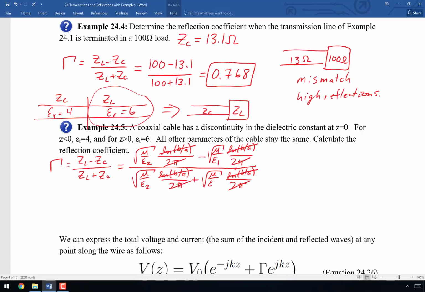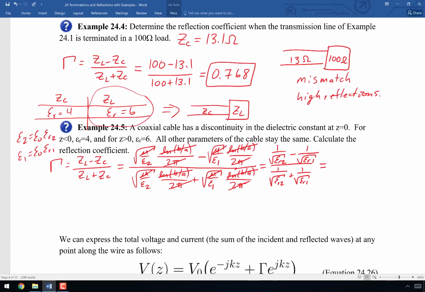Assuming that mu1 and mu2 are identical, which they almost certainly are, then those will also cancel. Oh, and I forgot to write that this is epsilon 1. And as a matter of fact, remember that epsilon 2 is equal to epsilon 0 times epsilon r2, and epsilon 1 equals epsilon 0 times epsilon r1. So actually the epsilon 0 components in each of these also cancel. So we're left with 1 over the square root of epsilon r2 minus 1 over the square root of epsilon r1, over 1 over the square root of epsilon r2 plus 1 over the square root of epsilon r1.